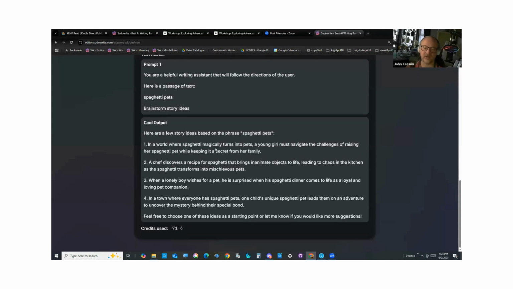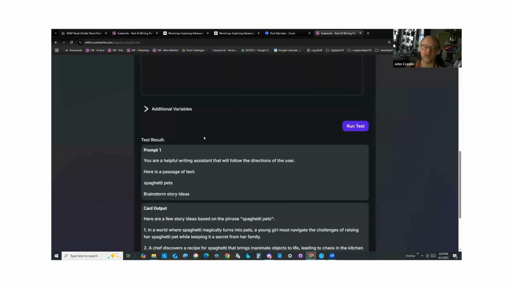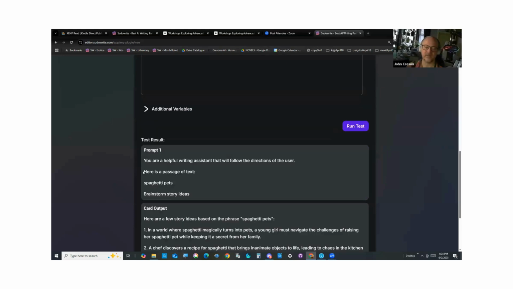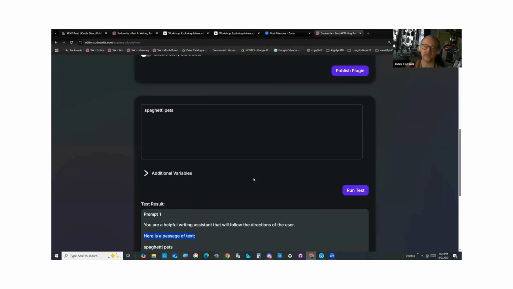So that was 71 credits. But sometimes you have to say around the text because that's what it's calling. It says here is a passage of text. I didn't write that. That's part of the basic plugin. It's part of the framework.